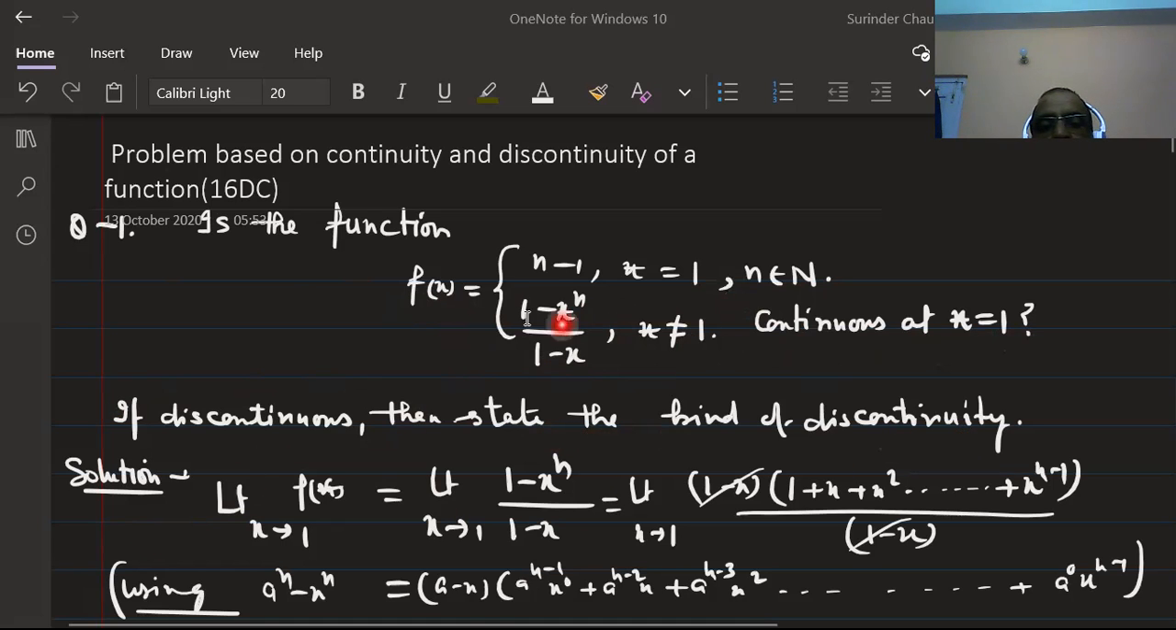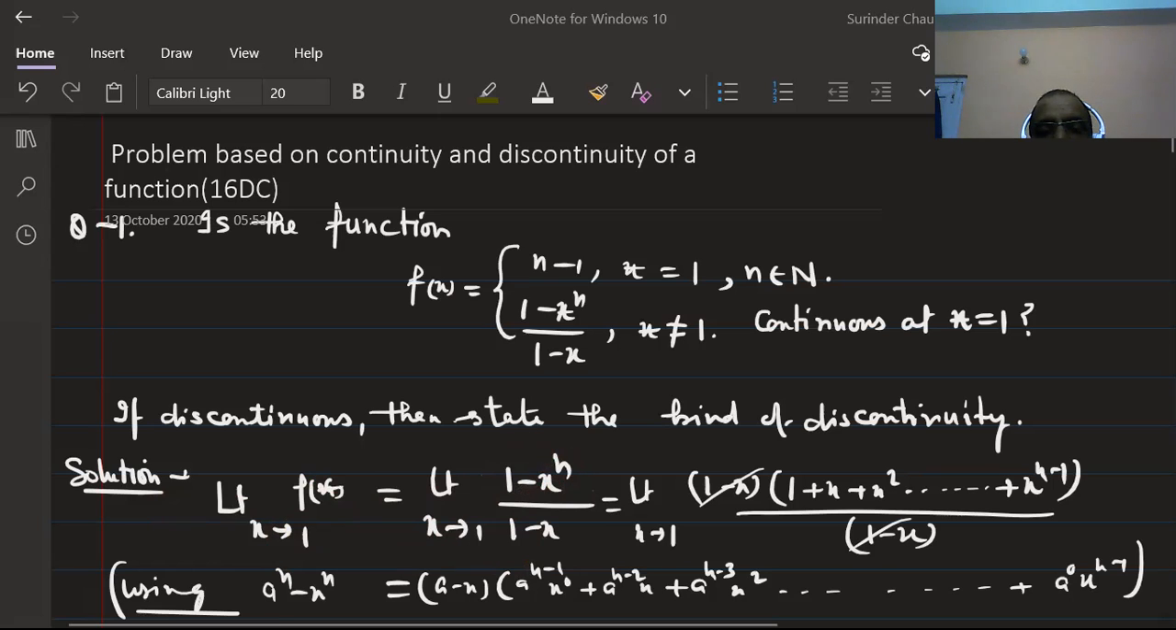Now the function f(x) is equal to (1 minus x^n) upon (1 minus x) for x not equal to 1. So we are not supposed to find both limits separately, because the function is the same to the left of 1 and to the right of 1. So we find the limit as x goes to 1 of f(x). As x goes to 1, whether from the left or right, the function is the same: limit as x goes to 1 of (1 minus x^n) upon (1 minus x).